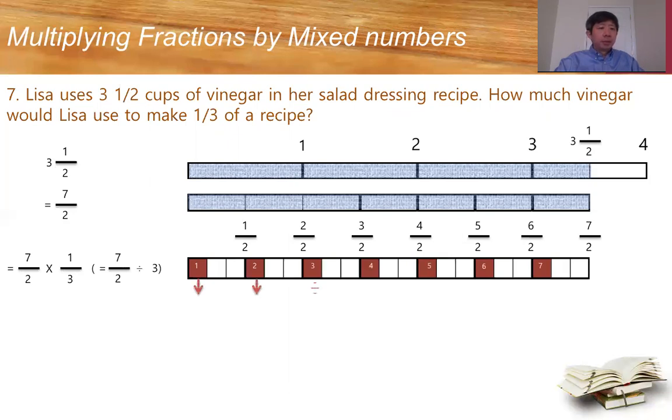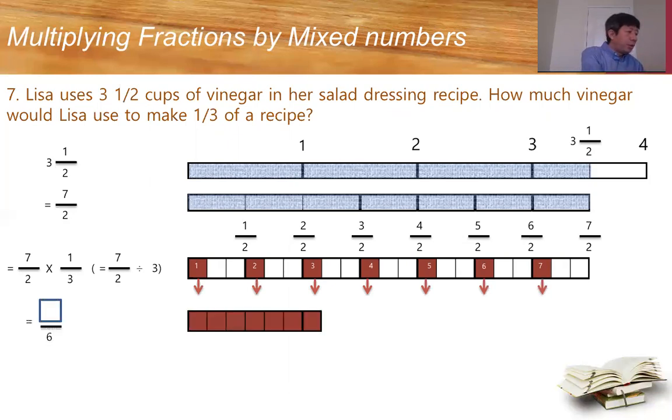Now, 7½ times 1/3, right? And 7½ times 1/3 actually is 7½ divided by 3. Did you get it? Times 1/3 means divided by 3, right?